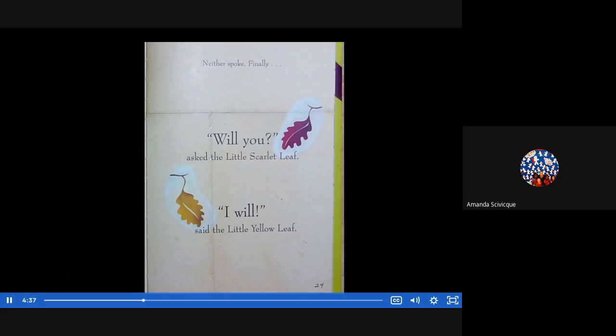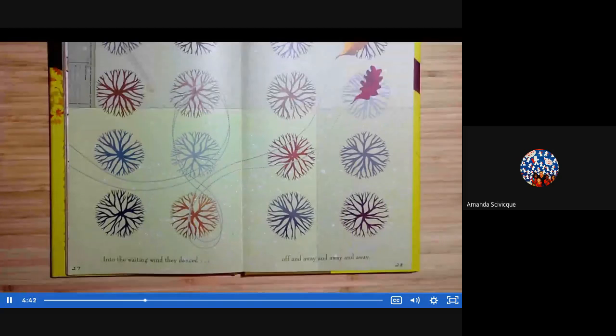Let's take a look at the end of the book. Into the waiting wind they danced, off and away and away and away. Which words stand out to you? Shout it out loud or share it with your learning partner. The words away and away and away stand out because the word away is a repeated word. These words are standout choices that the author made, and I'm going to add those to our chart.